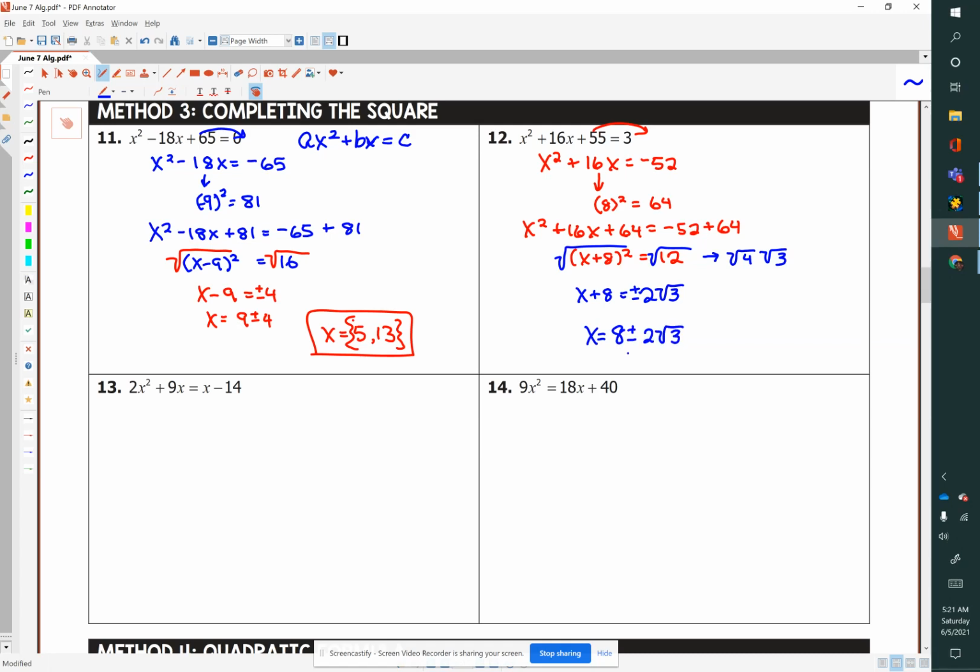And remember, the 8 and the 2 cannot be combined. If we had a denominator here, we could possibly simplify further. For example, if we had a denominator of 2. But when we have this 8 plus or minus 2, those cannot be combined. So that's our final answer set. And our work is done for number 12.